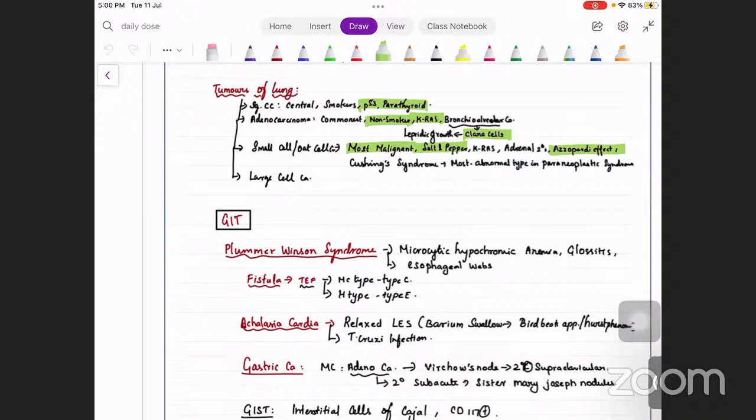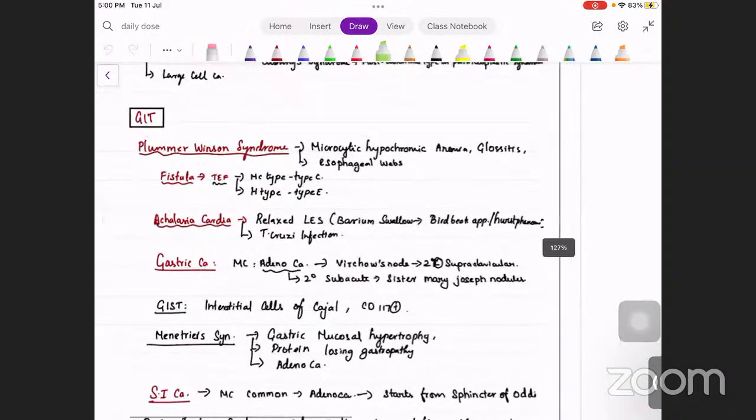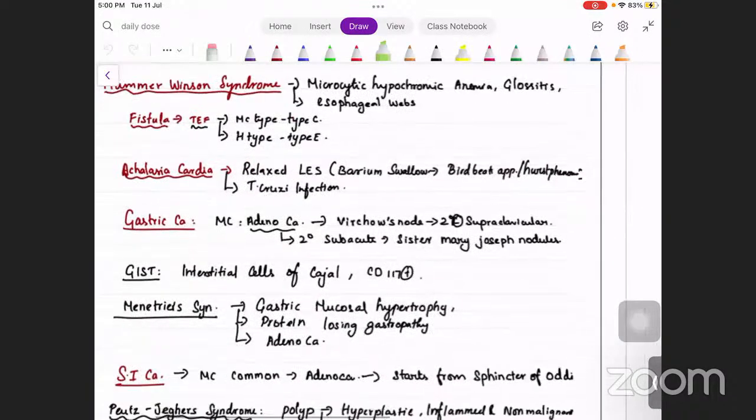And the small cell or oat cell carcinoma, you see the salt and pepper appearance, KRAS mutation, and Azzopardi effect. With this, we have completed the respiratory system. Now we move on to the GIT. We move on to the important things in the GIT.